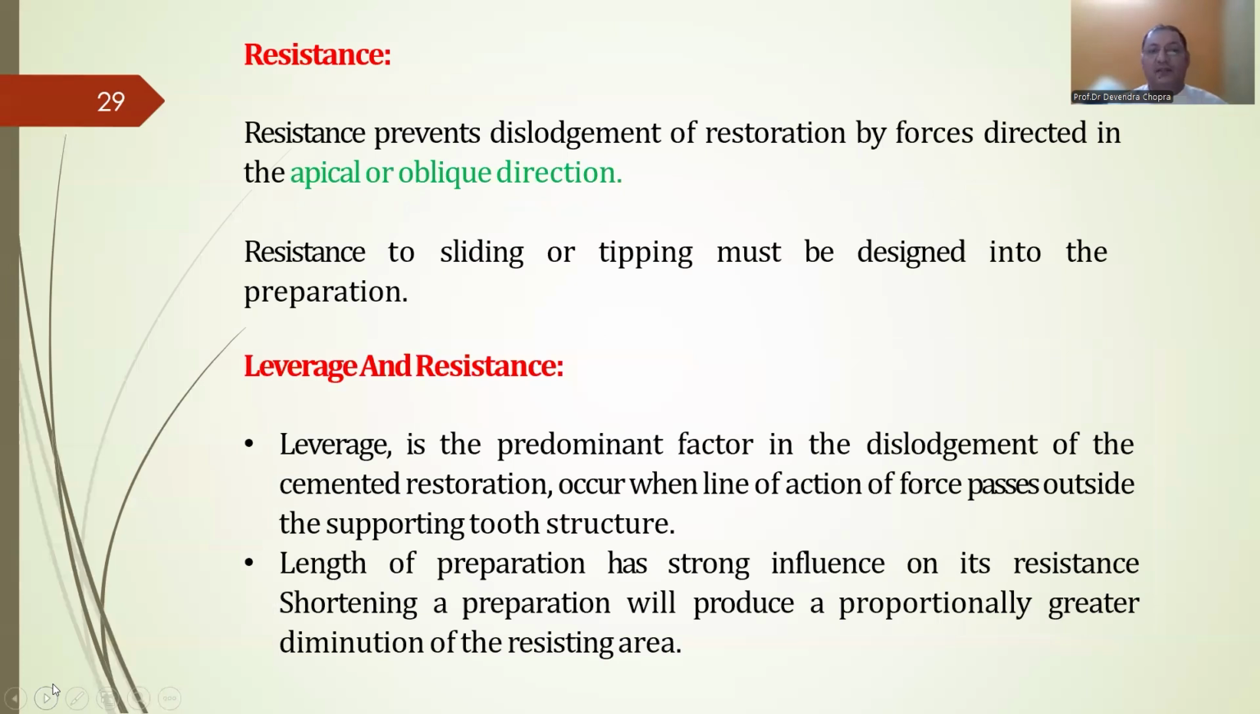Now, resistance prevents dislodgement of the restoration by forces directed in the apical or oblique direction. We have already discussed leverage and resistance. Leverage is the predominant factor in the dislodgement of the cemented restoration, which occurs when the line of action of force passes outside the supporting tooth structure. As I have already told you, the length of the preparation has a strong influence on its resistance. Shortening a preparation will produce a proportionally greater diminution of the resisting area. So finally, what will happen? If you land up in an over preparation, your resistance form will be compromised. Next slide.